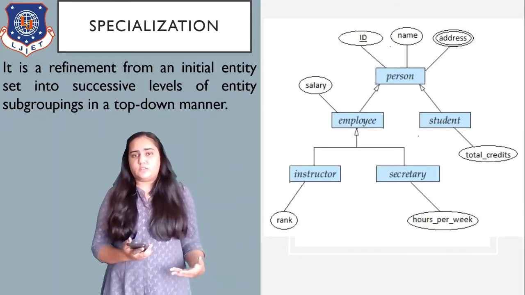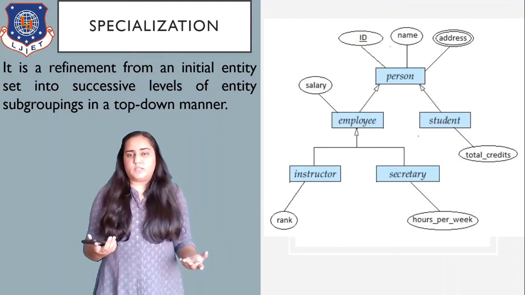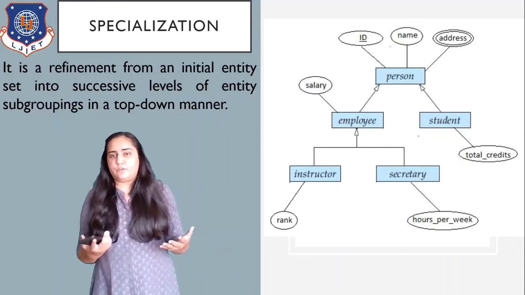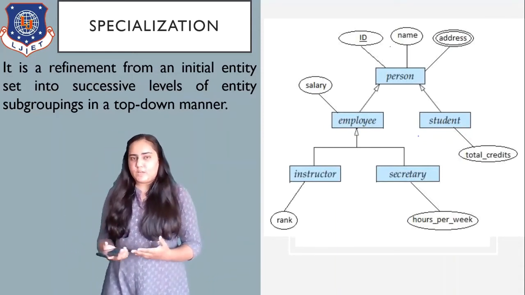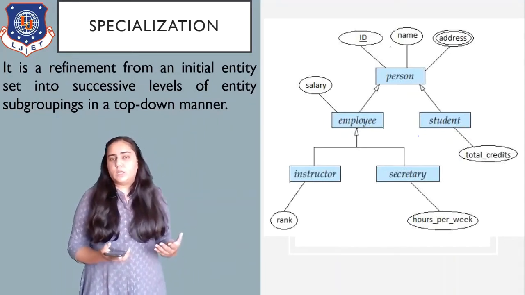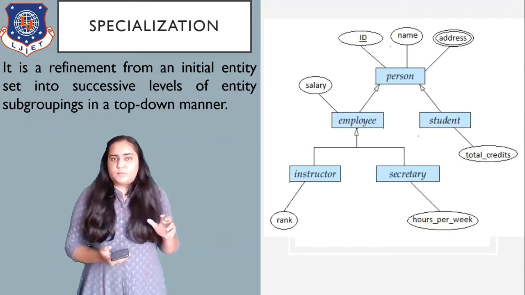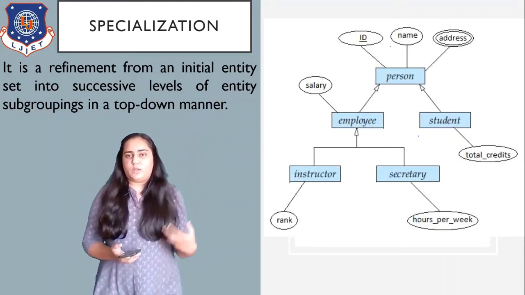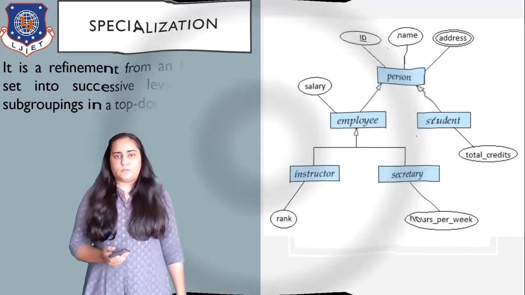Then you can further classify an employee into an instructor and a secretary, because they too have attributes that are different. For example, an instructor has a rank attribute that's not available with a secretary, and a secretary has total number of hours per week, which is not the case for an instructor. So this concept of a top-down approach, where from the top you start refining and creating more entities, classifying, is known as specialization.